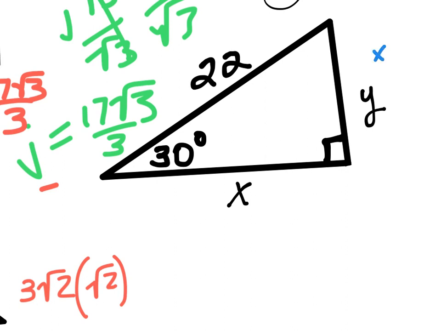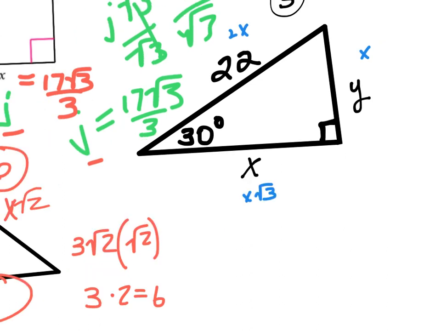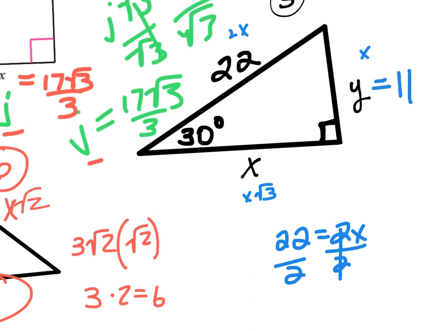So this is X, this is X root 3, and this is 2X. You guys agree? What in this triangle is the side that they gave us that has a numerical value that I can use? The hypotenuse. I know that the hypotenuse is 22. That means I can say 22 equals 2X. So divide both sides by 2. What does X equal? So side Y is how long? 11. What is side X? 11 root 3.